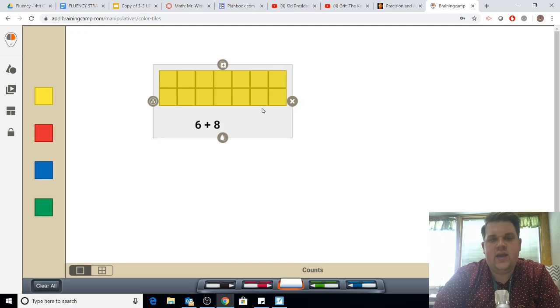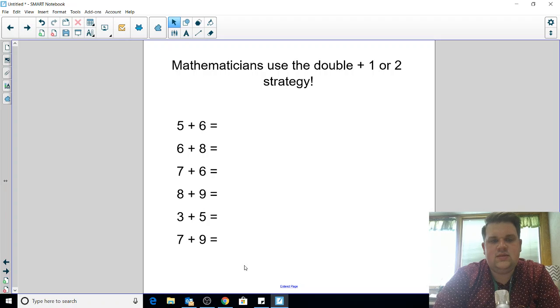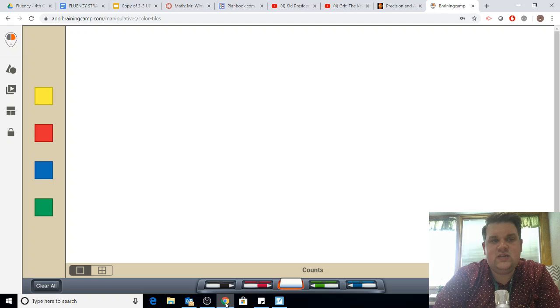The next problem we have is 7 plus 6. Now when this is the case, we can do one of two things. We can double the second add-in, or we could do 7 plus 7 and subtract 1. So I'm going to do 7 plus 7 and subtract 1 to show you that it's not always plus 1 or 2, but you can subtract 1 or 2 as well.